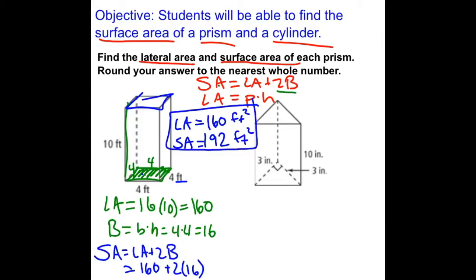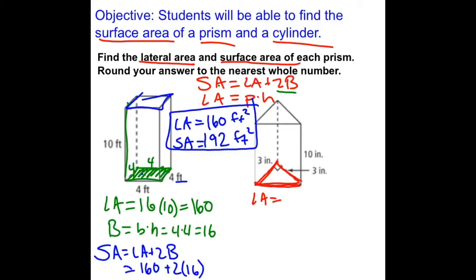The next problem is similar. When you have a non-rectangular prism, the base is a shape that isn't a rectangle. In this case, that's this triangle here. And so we want to start off once again with that lateral area. The lateral area is the perimeter of the base times the height. Now if you look at this base shape, you have two sides on it, but you need the third side.